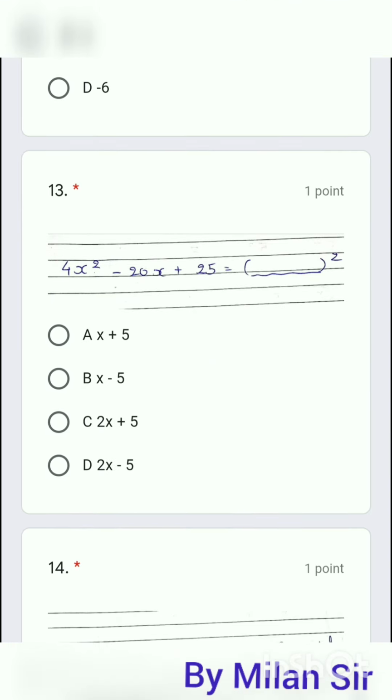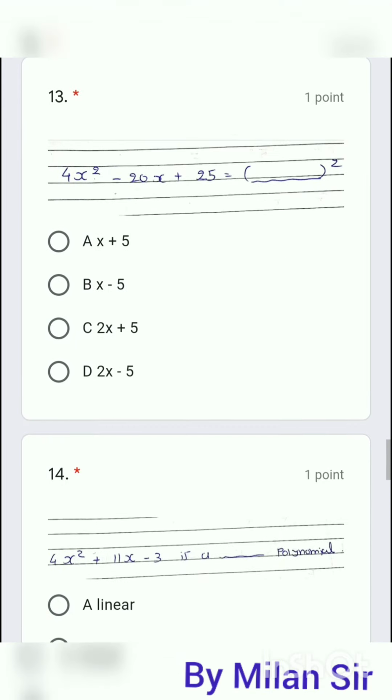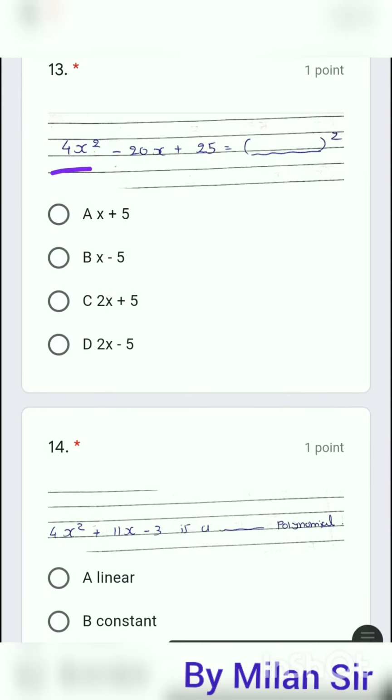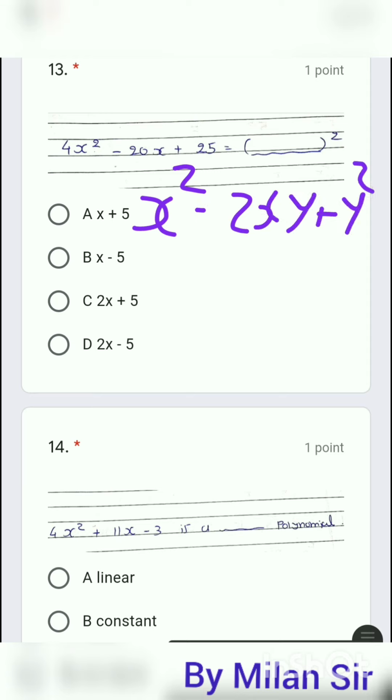After that, question number 13. Here 4x square minus 20x plus 25, we need to factorize it. Which identity can we apply, we need to think here. This is the form of x square minus 2xy plus y square, because 25 we can write like this, 5 all square. So we can use this identity here.